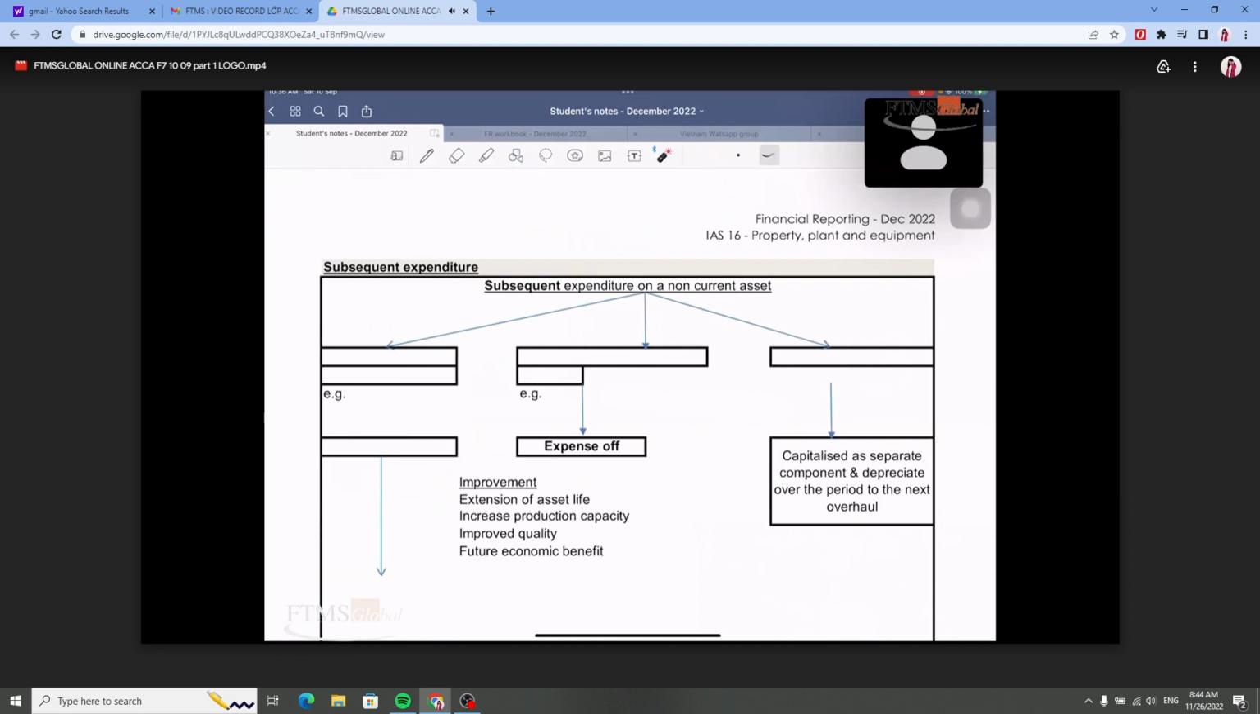Right, so what's the meaning of subsequent expenditure? Subsequent means after, right? So I go and spend money on an existing asset. That's called subsequent expenditure. I go and spend money on an existing asset. Okay, spend money on existing asset. Subsequent expenditure. Spend money on existing asset.